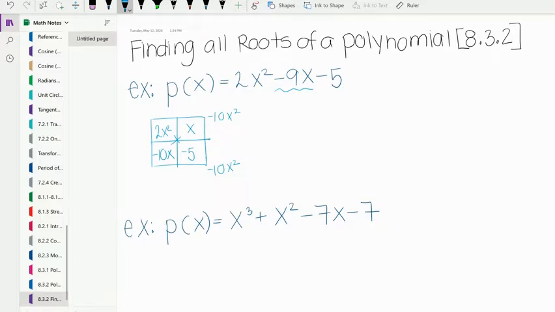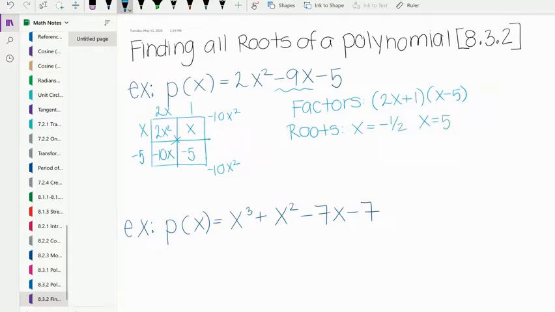And then you just come up with the edges by finding the GCF of each row and column. So this has to be 2x and x. So x times 1 is x, 2x times negative 5 is negative 10x, and 1 times negative 5 is negative 5. So the factors of this polynomial would be 2x plus 1 and x minus 5, but the roots or x-intercepts would be x equals negative 1/2 and x equals 5.